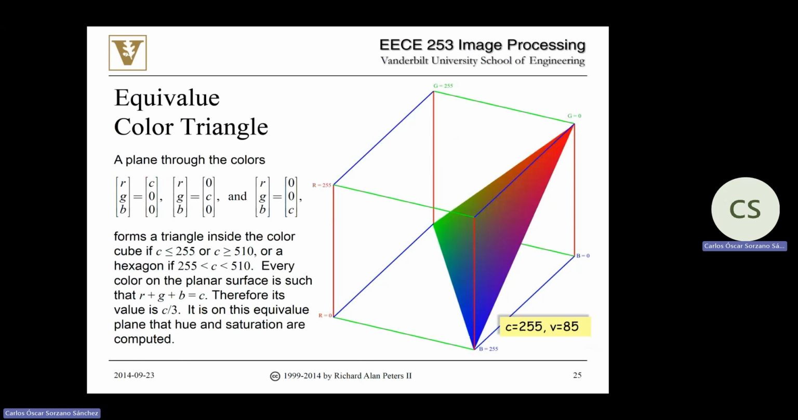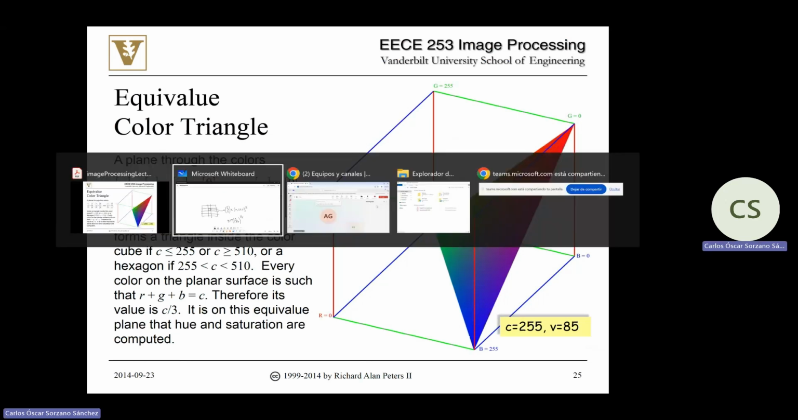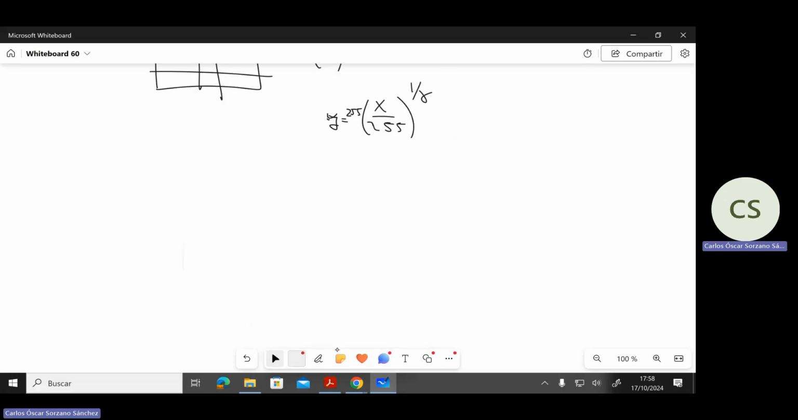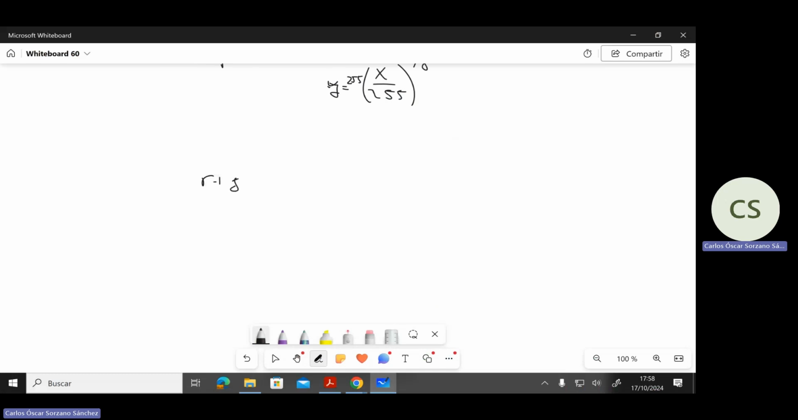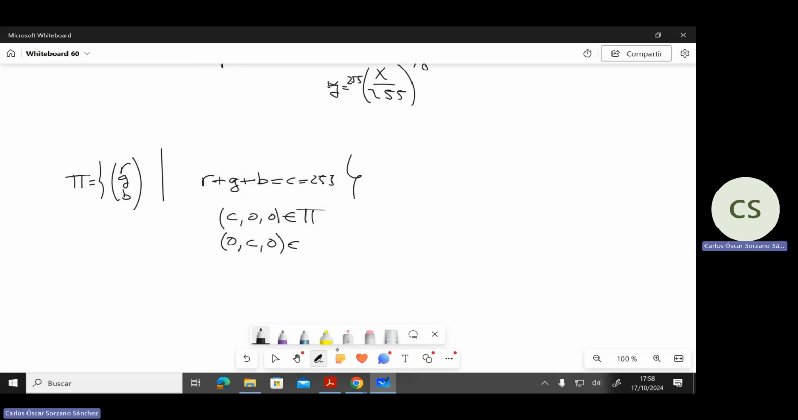So for instance, if you say C is equal to 55, just for the sake of example, the equation R plus G plus B equals C, with C equal to 55. So we have chosen C equal to 55, and we call that the plane phi. So phi is the set of vectors such that this is satisfied. Okay, so then we know that (C,0,0) belongs to phi, (0,C,0) also belongs to phi, and (0,0,C) also belongs to phi.